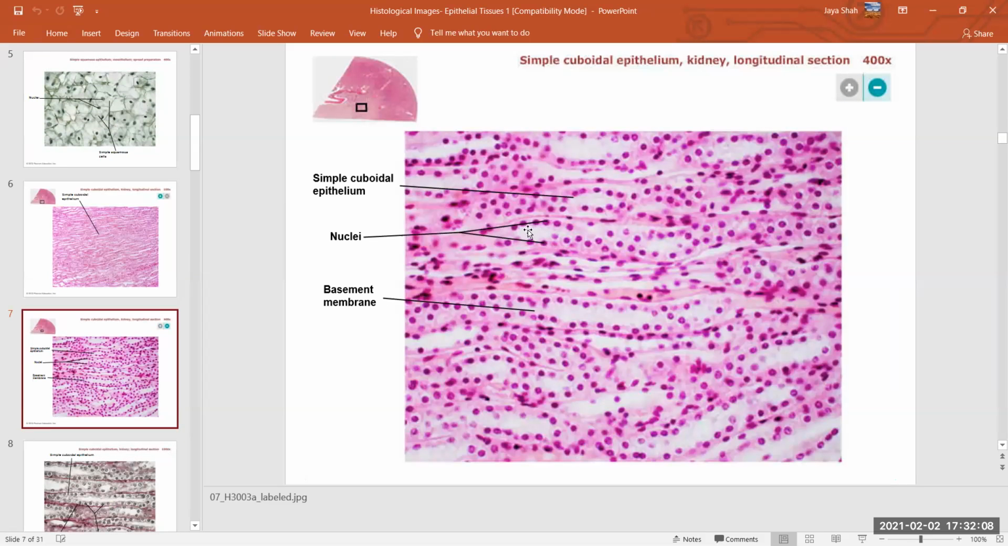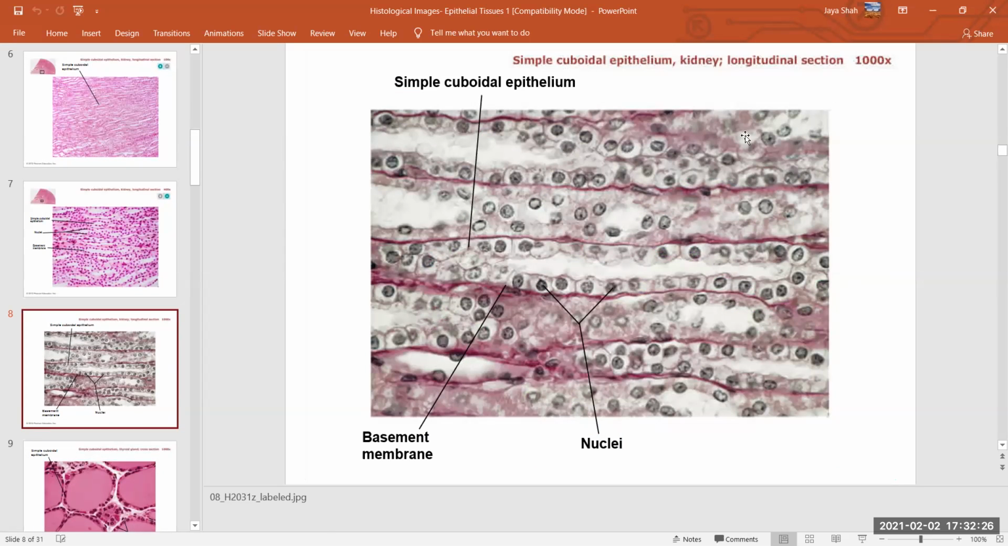So let's see here. This is the lumen in the center. This is the connective tissue basement membrane, and you see a single layer of cuboidal cells. These are the nuclei of the cuboidal cells. So this is simple cuboidal, found in the kidney.